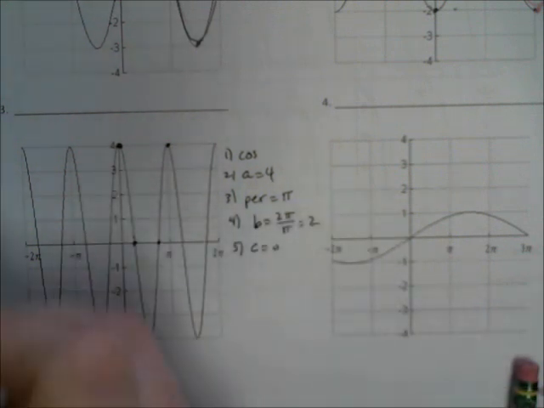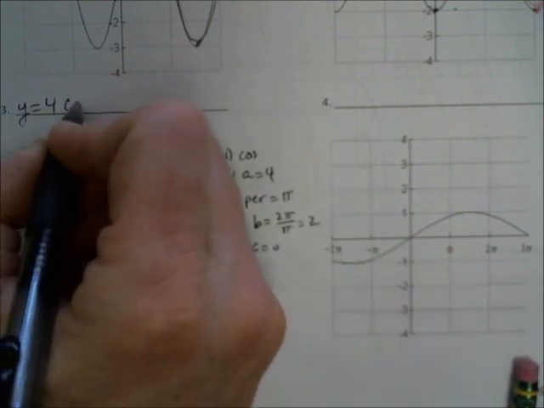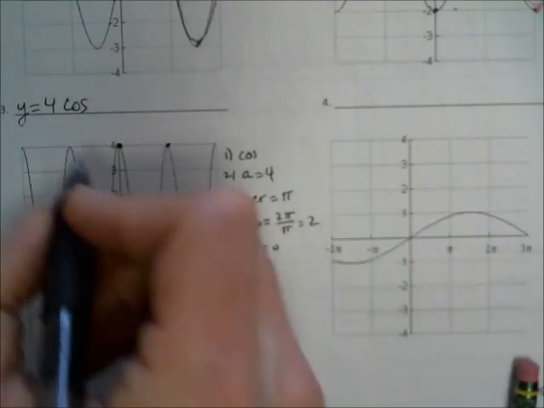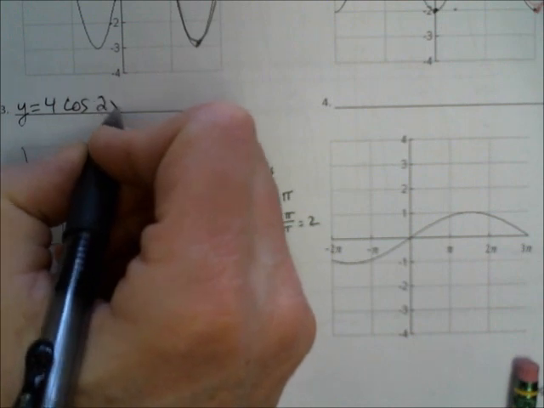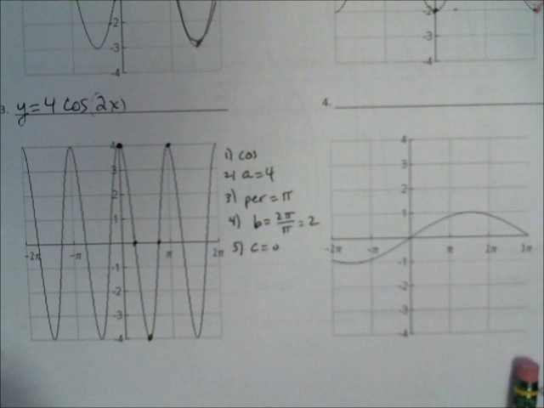So when we write this equation out, y is equal to 4 times the cosine. B is equal to 2, so we've got 2x. And if you want to put parentheses around that, you can. And if you put that in your calculator, you'll see this exact same graph coming up.